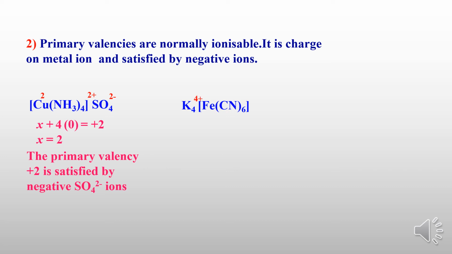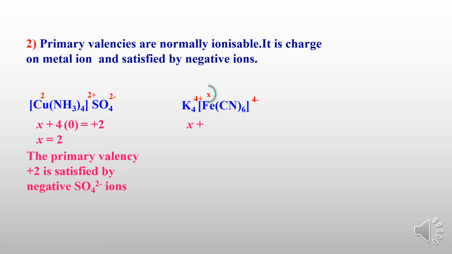Take one more example, potassium ferrocyanide. In the same way, potassium has a plus 1 charge. So 4 are there, then plus 4. Then the coordination sphere will get a negative charge, 4 minus. If you remove potassium, you have to put a 4 minus charge on this sphere. Then you have to calculate the oxidation state.